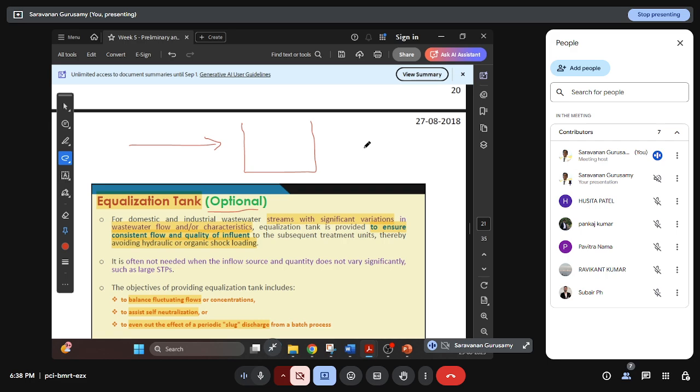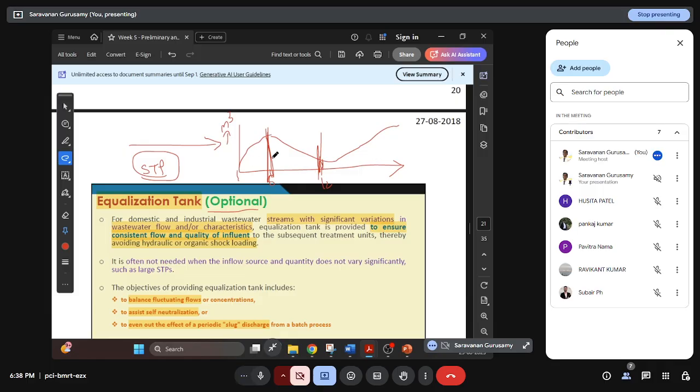If you see the graph between the volume and time, at morning 8 o'clock we are using more water, and again at 12 o'clock we are using less water. Again after evening we are using more water. So the STP cannot be operated the same at any time, right? More water should be handled in the morning, less water should be handled at noon. Like that, there is a fluctuation in the water quality and quantity.